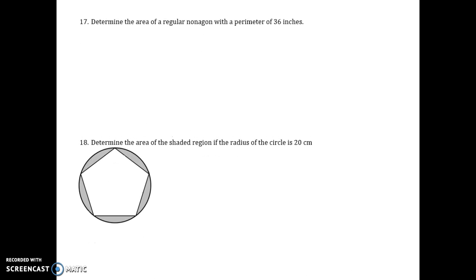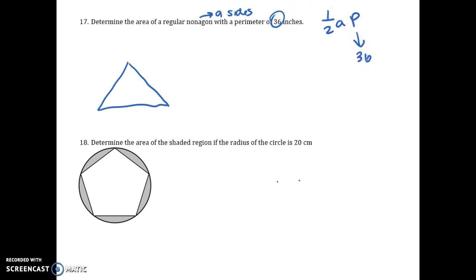All right, this next one, determine the area of a regular nonagon. Nonagon has 9 sides, in case you forgot. So whenever you're finding the area of a regular polygon, you divide it up into equal triangles. I'm just going to draw one of those triangles. Now, it says the perimeter is 36 inches, which is cool because I have to do 1/2 apothem times perimeter. I know my perimeter is 36, which is super great. But I need to know the apothem. Remember, the apothem is from the center to the edge. It's also the height of that little triangle that you draw.